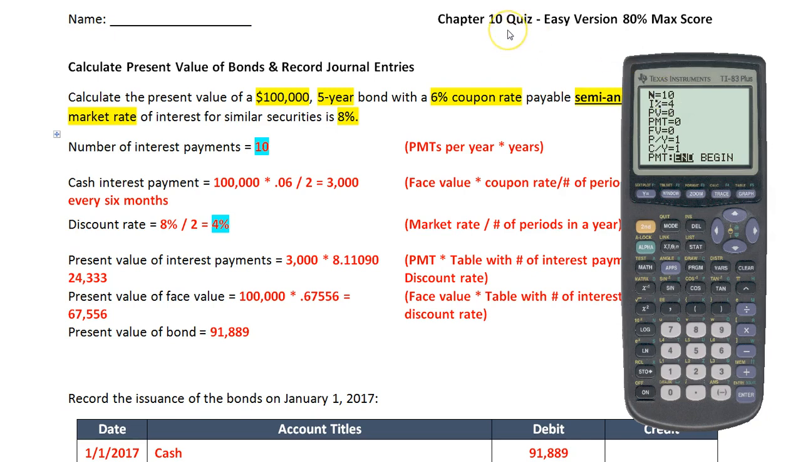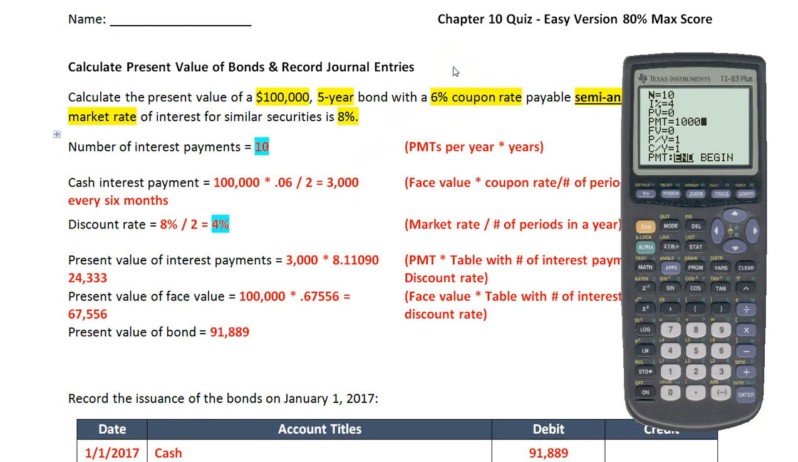Present value we're going to skip for now because that's what we're trying to solve for. Basically, we're just going to press alpha solve. Alpha is this key here, and solve is right here. But we can't do it now because we don't have all the variables in there. Payment is equal to the 3,000, but I'm going to review the formula with you.